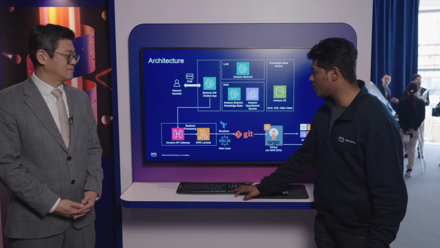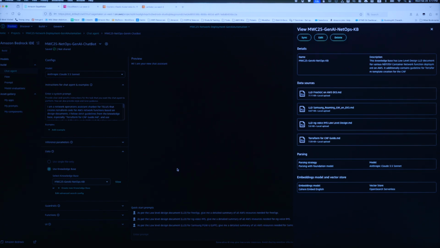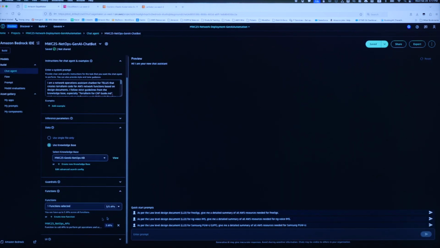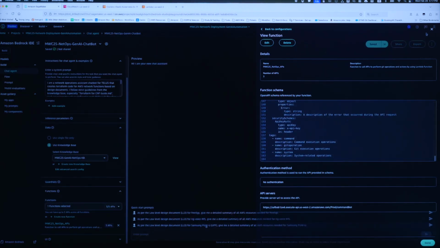Now we'll take you to a quick video which demonstrates the overall solution. This is the Bedrock IDE chatbot interface where we have a knowledge base with all of the documents stored, and we also have a function definition of all the APIs that are called to the backend GitOps system.